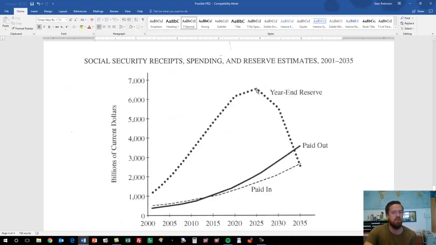You guys are so distracted. In 2025, you see how it starts to go down? That's the year when people are pulling out more money than we're putting in. Understand? Yes. Okay?